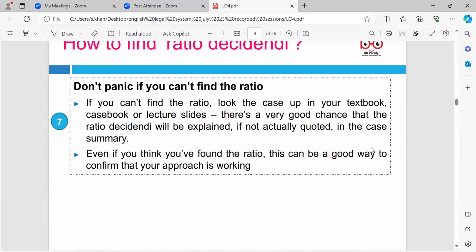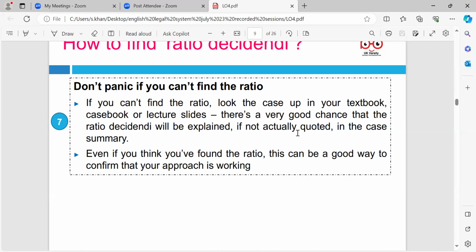How to find the ratio: don't panic if you can't find the ratio. If you can't find the ratio, look the case up in your textbook, casebook, or lecture slides. There's a very good chance that the ratio decidendi will be explained, if not actually quoted, in the case summary.